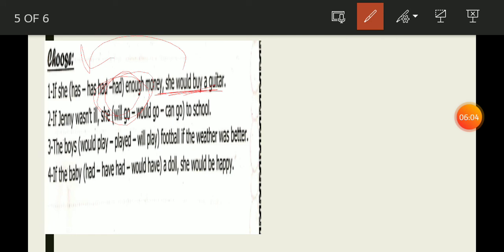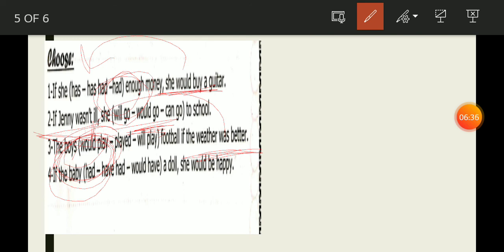Number 2, if Jenny wasn't tall, wasn't is past, so the second part would go to school. Number 3, the boys would play football if the weather was better. After if, past simple, before it, would plus infinitive. If the weather was better, the boys would play football.